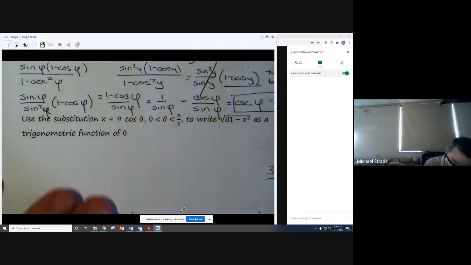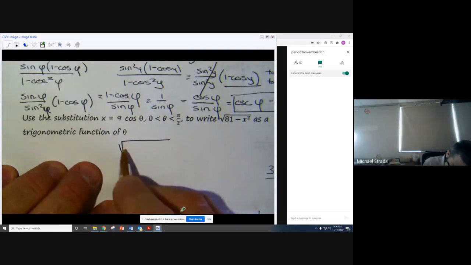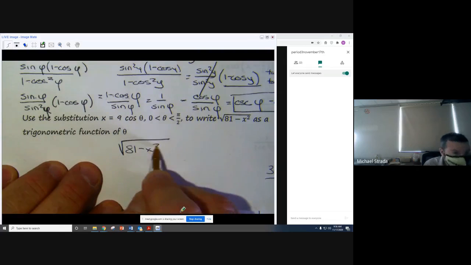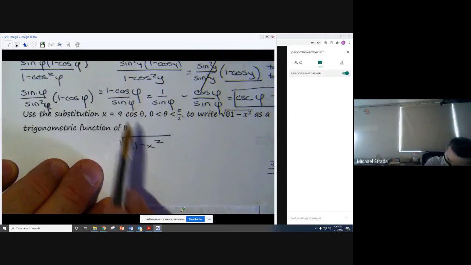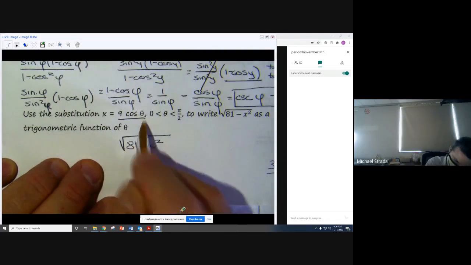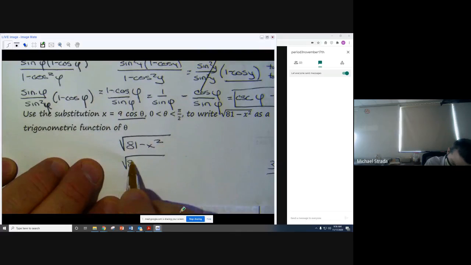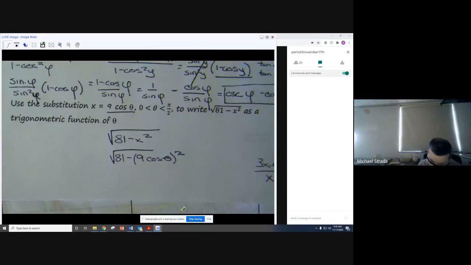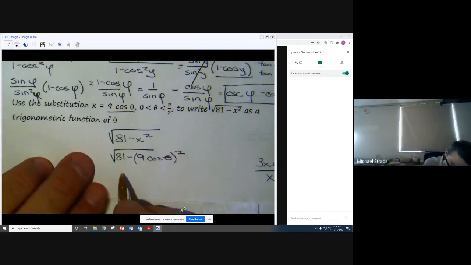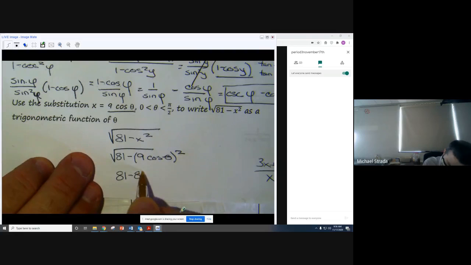So this is what we do. We rewrite the square root of 81 minus x squared. Then we take whatever the x is, and we replace it with whatever they tell us it's equal to. So that's the square root of 81 minus, and then x is 9 cosine theta squared. That's it. That's the first part. Now you're doing some math. 9 squared is what? 81. So 81 minus 81 cosine squared theta.